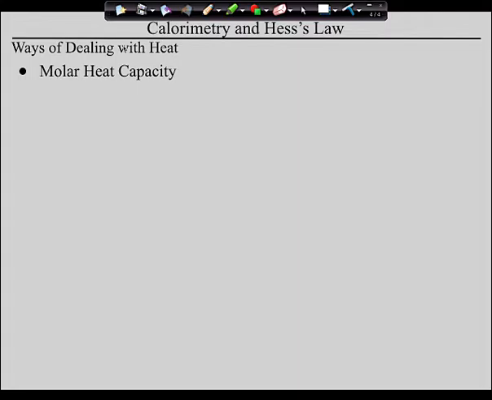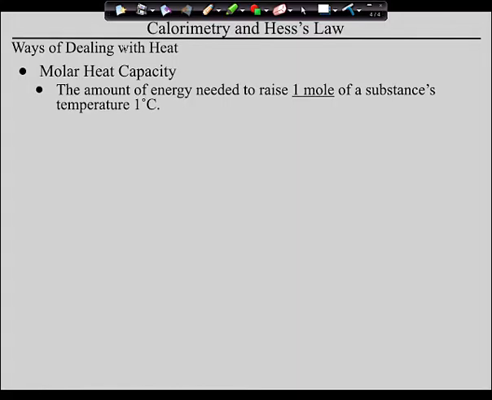Now, here's the deal, guys. We're going to talk about molar heat capacities for two reasons. One, it's important, and two, we need to know it for the lab second period. But guys, this is not the frame of reference that we will use on the test. So I'm going to lay that out. This isn't the way to think about this on the test, but we'll give it to you anyway. So guys, molar heat capacity is defined as the amount of energy needed to raise 1 mole of a substance's temperature 1 degree Celsius.